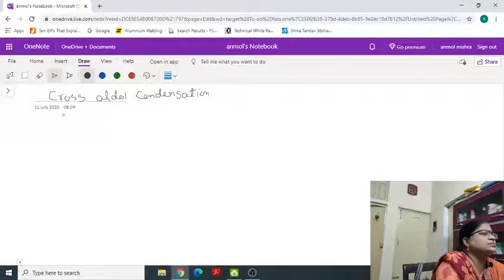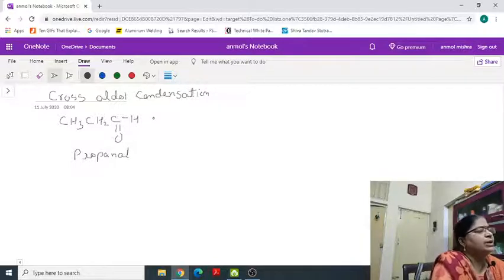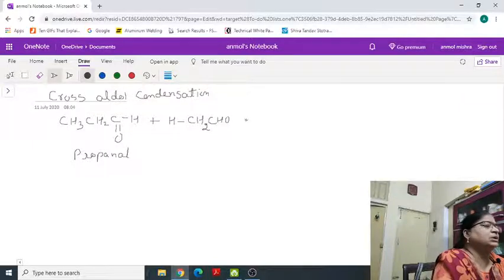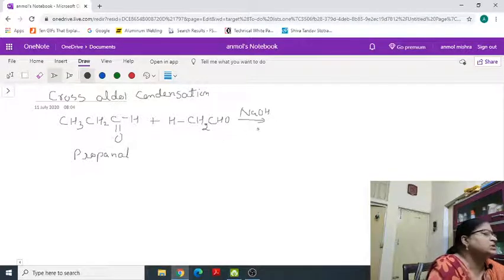Now in cross aldol condensation, when CH3 CH2 CHO, that is propanal, reacts with one molecule of acetaldehyde, CH3 CHO, when it goes through aldol condensation, two different products can be formed.